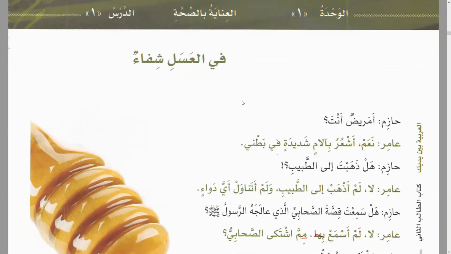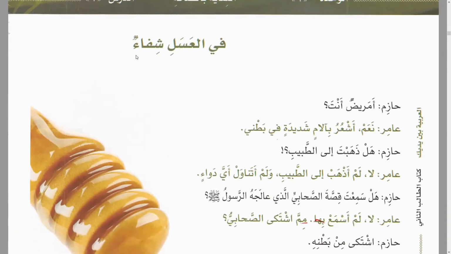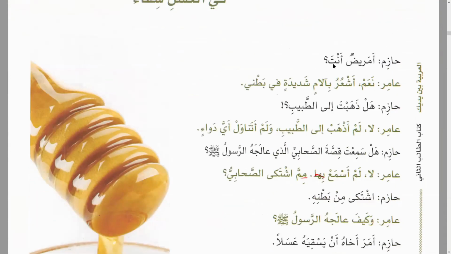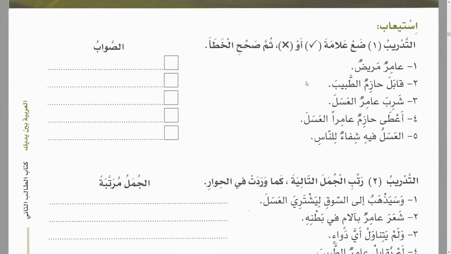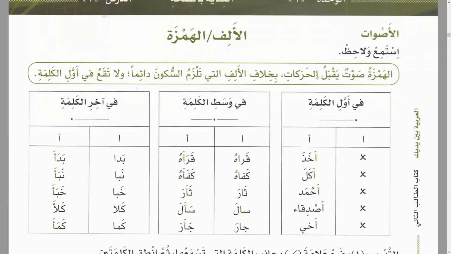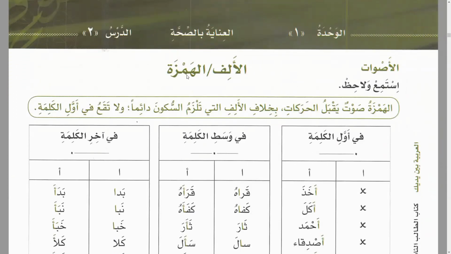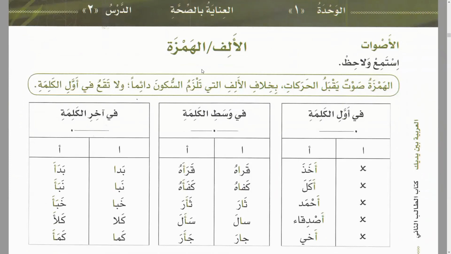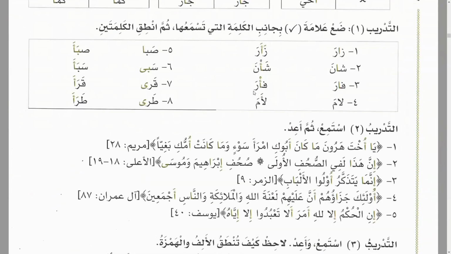Healthcare, you can say healthcare also. So they have the first, Fi asal shifa. In honey, there is cure. And they have 1 dialogue here. Hazim, amaridun anta. Are you sick? And so on. They keep talking about it. Then 1 dialogue comes, then they have 1, 2, 3. They have so many. Then they bring grammar. See, Alif and Hamza. What is the difference between Alif and Hamza? So they bring all that differences, and then they have, right.